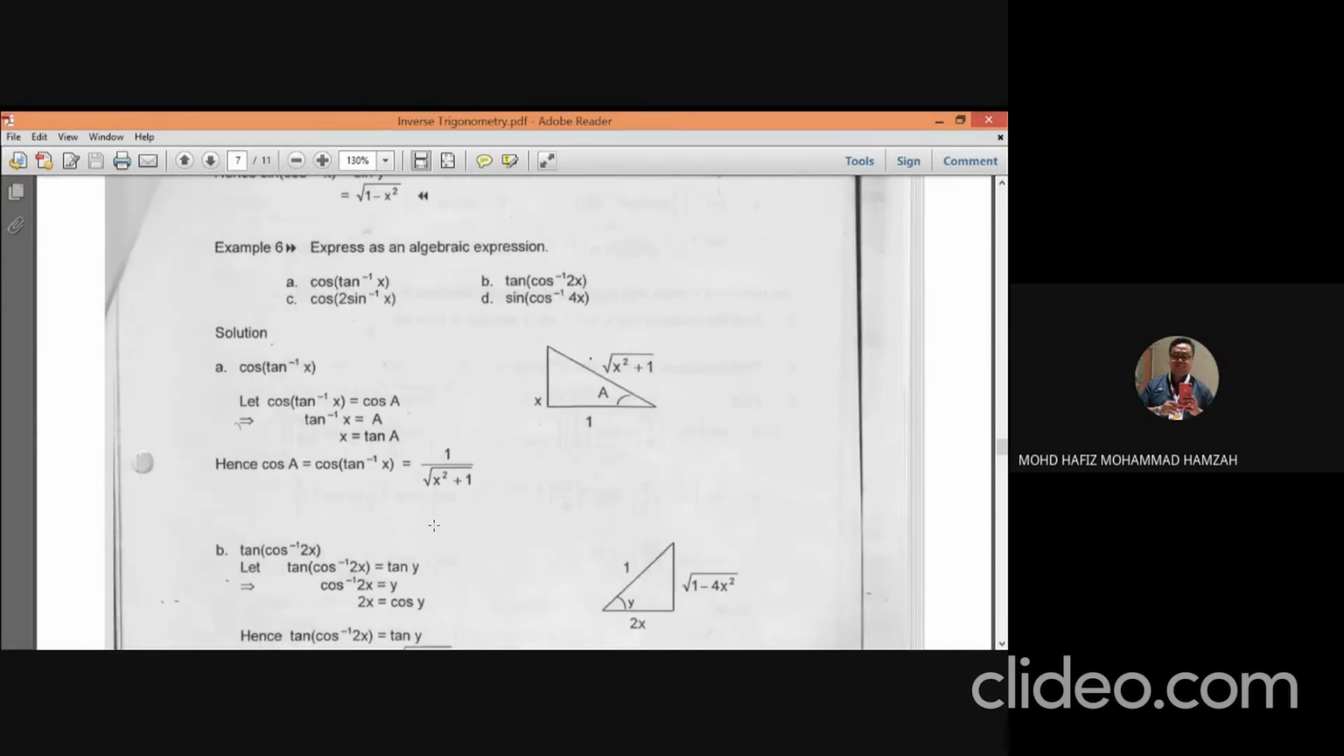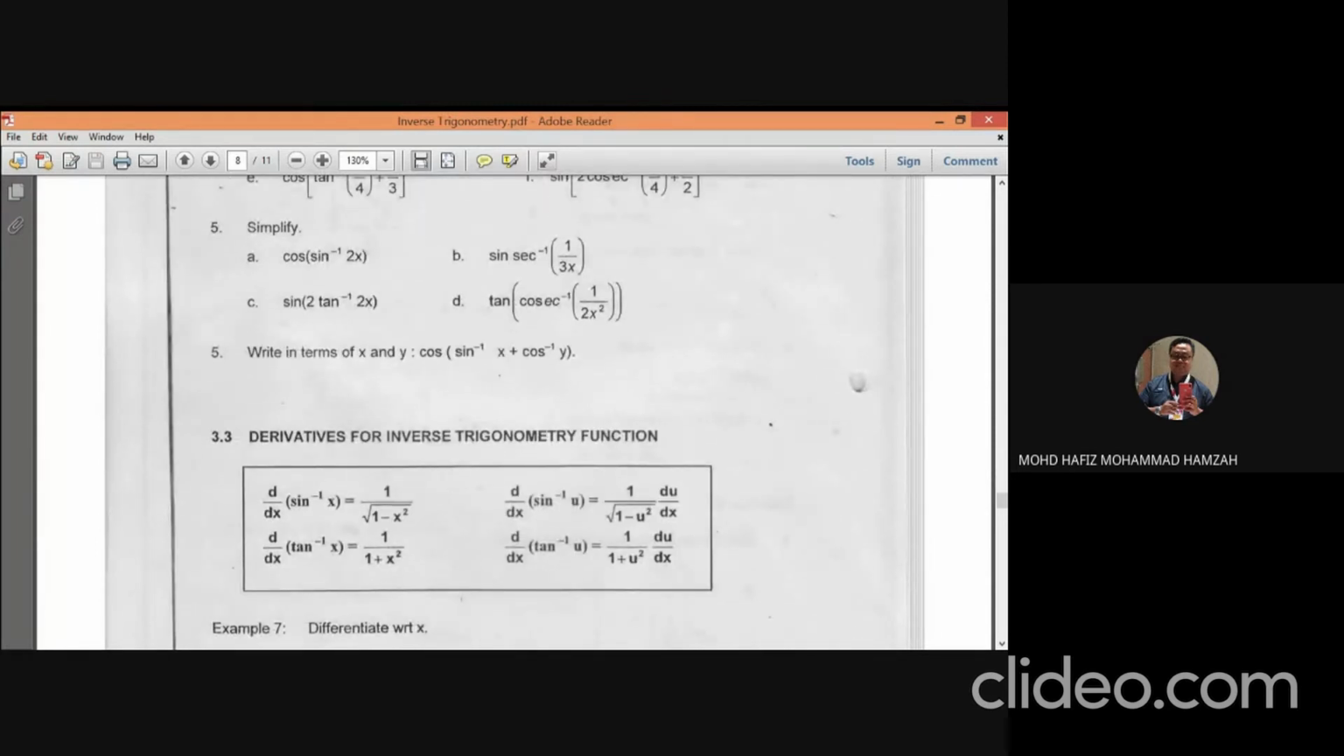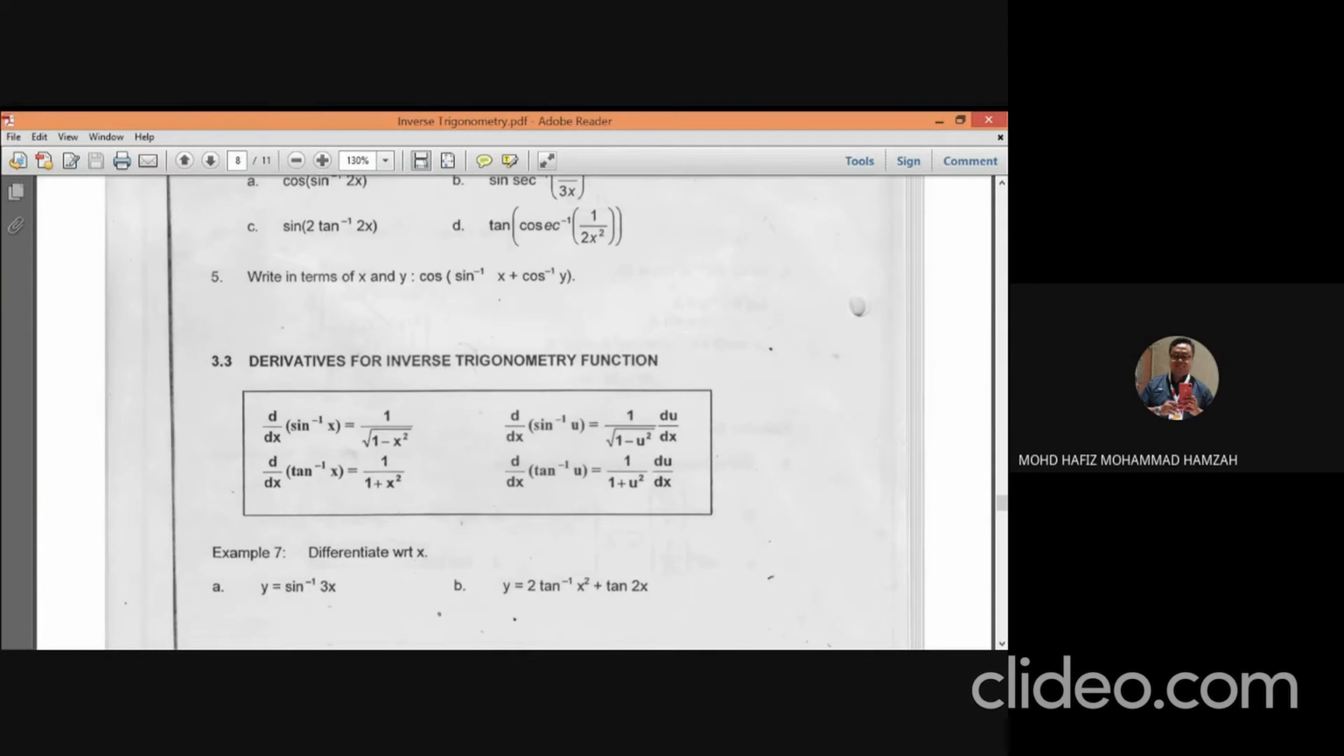Dan sebagainya lah. So boleh, saya akan bagi ni. Nanti boleh tengok the rest of the question. Ini kalau nak cuba, tapi better guna tu lah. Okay, and these are the derivative for the trigonometric function. So kita just nak tahu je derivative dia.